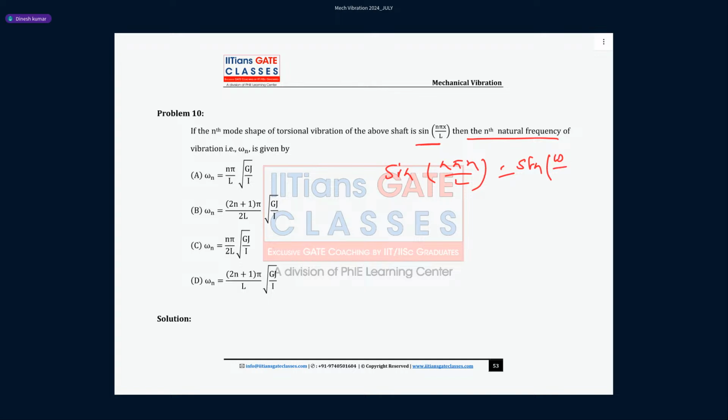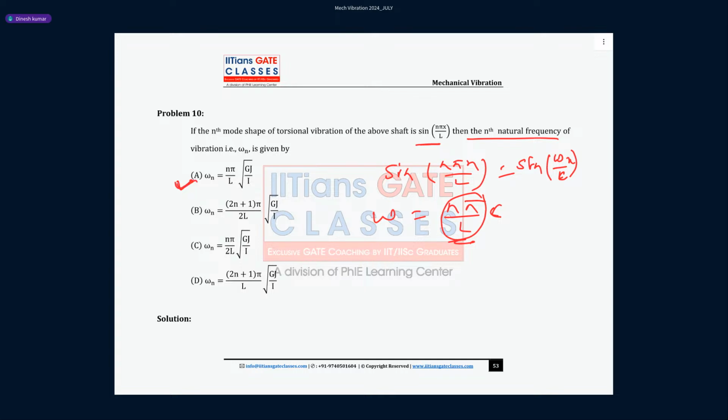omega, sine omega by c into x, right? Omega by c into x. So what is omega now? It will be n pi by L into c. So which is the correct answer? Only one answer can be correct here, which is what? A. Because the multiplication of c is what? N pi by L, right? So this is the only case where A is the correct answer.